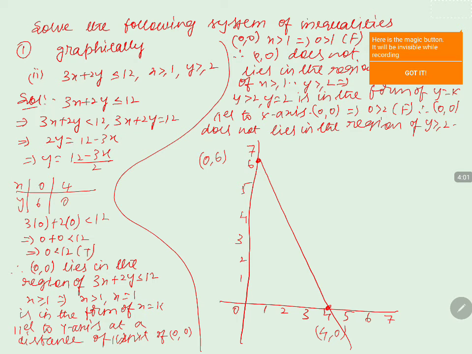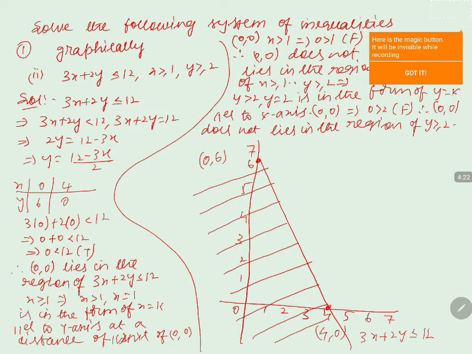And this straight line says that when we substitute origin, it is true. So we should draw the lines towards origin, because origin is included in this region. And this graph is called 3x plus 2y less than or equal to 12.